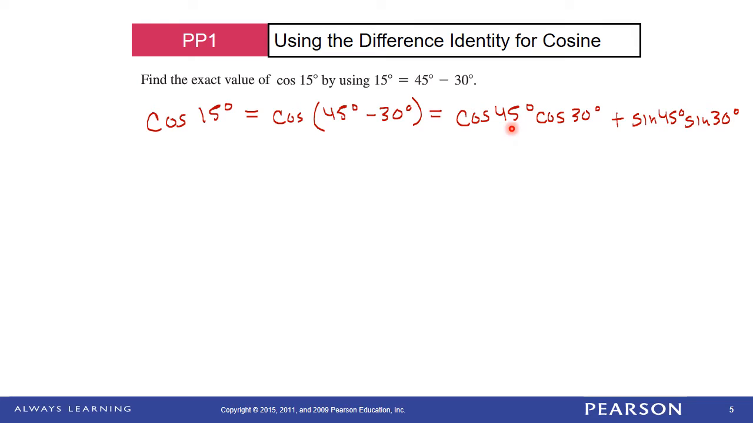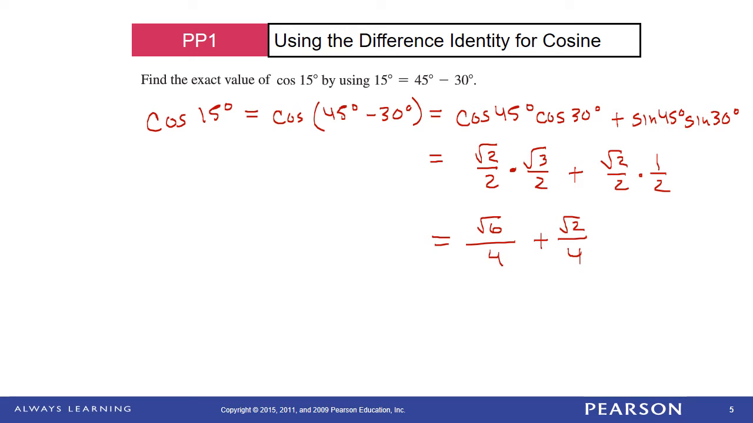So cosine of 45 degrees, root 2 over 2. Cosine of 30 degrees should be root 3 over 2. Cosine of 45 degrees, root 2 over 2. And sine of 30 degrees is 1/2. So it should look like this and that. Simplifying each of those and eventually simplifying to the end gives us that.